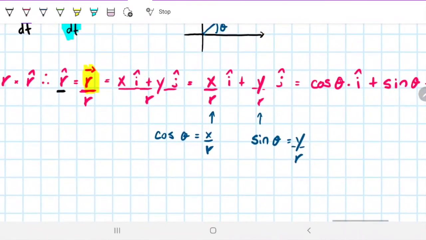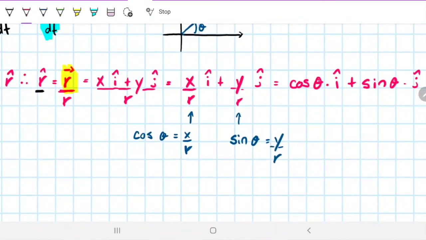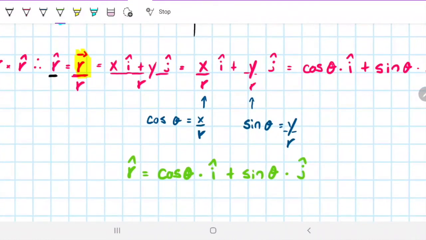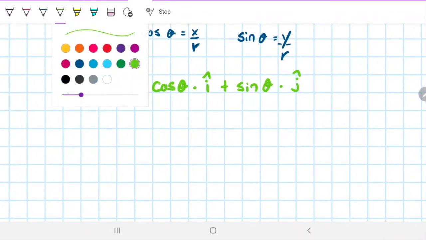So let me summarize this whole thing we just drew. Let's do that in green. We're saying that r hat can also be understood as the cosine of theta times i hat plus the sine of theta times j hat. All right, so now we can try to derive this.